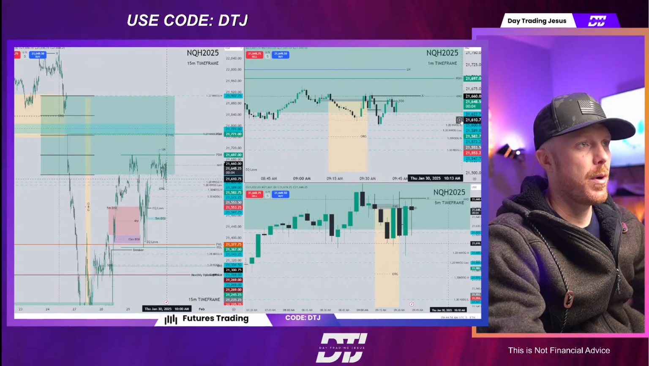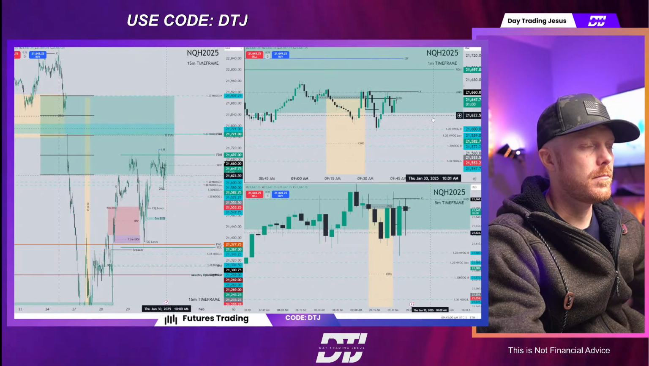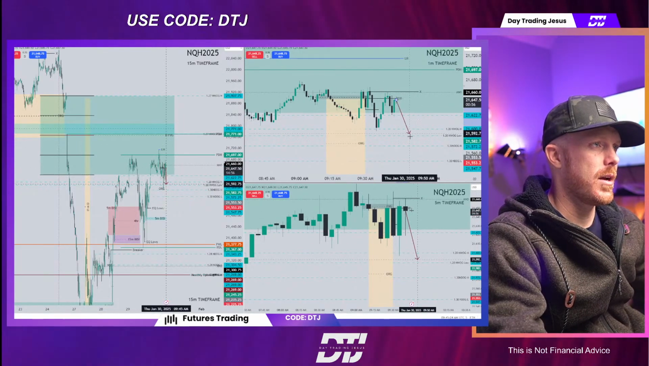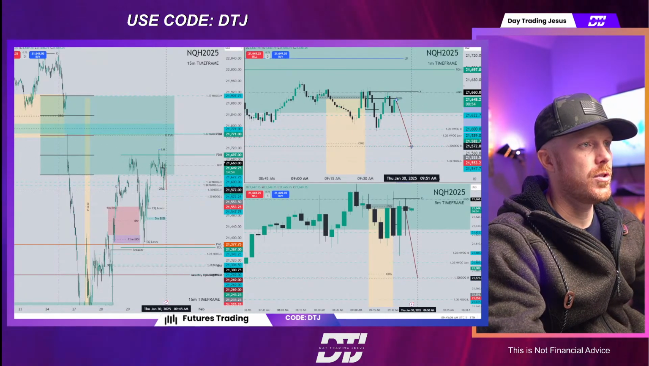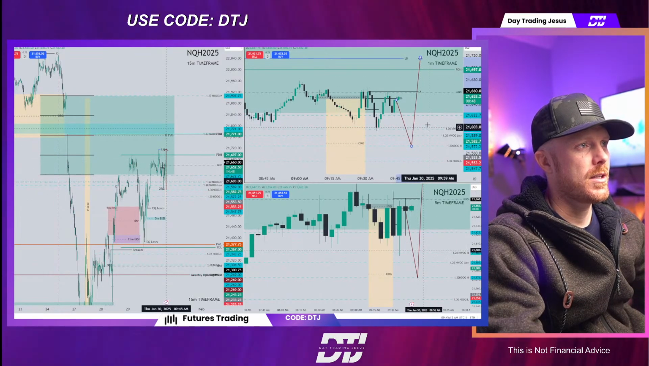I think it possibly could, or at least tag it. It doesn't have to fill it today. But really what I want to see is I want to see it come down to the new day opening gap first and then run for London high. I think that's what I want.